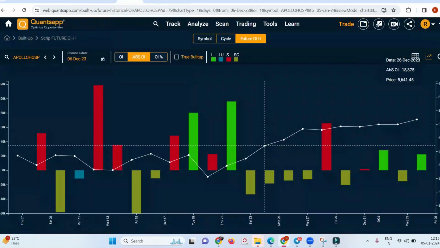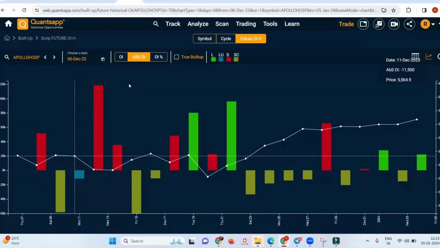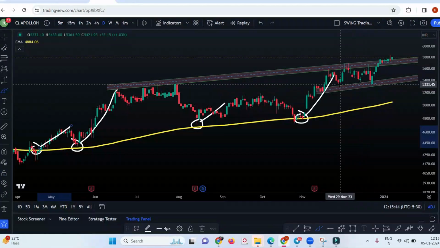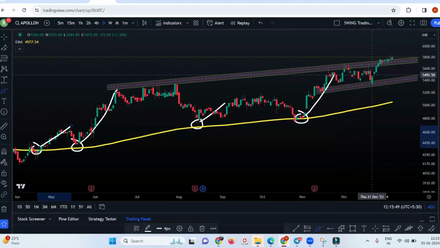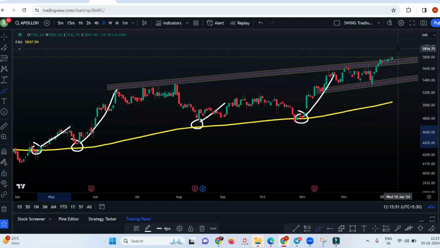Let me take you to the data. See, Apollo Hospital, check the price action, guys. This is in the consolidation. Now this is also in consolidation. The moment the consolidation was done, it gave a breakout. So now it can move up or it can trade in this zone also.